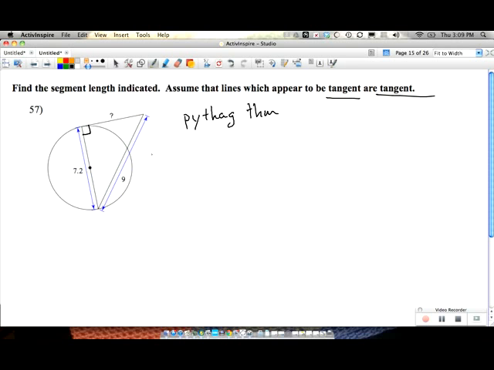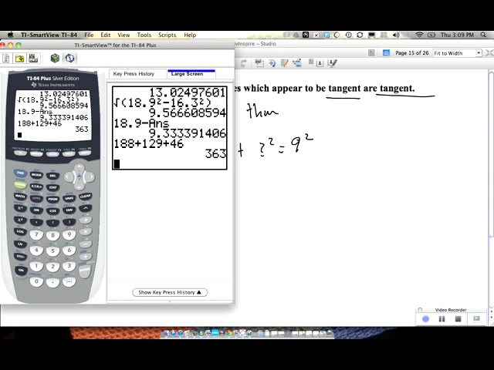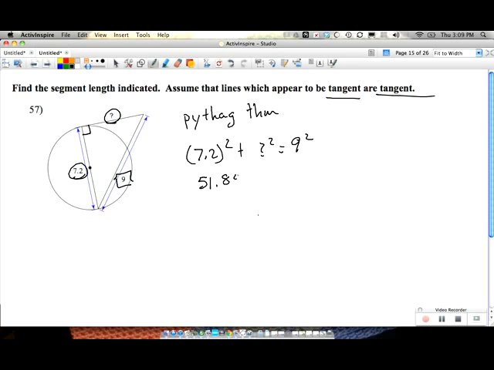In this case, we have 7.2 and the question mark as our legs, and the 9 is going to be our hypotenuse. So let's start with that. 7.2, we're going to square that, plus the question mark squared equals 9 squared. I don't know what 7.2 squared is, so let's calculate that. 7.2 squared gives us 51.84. 51.84 plus the question mark squared equals 9 squared, which is 81.